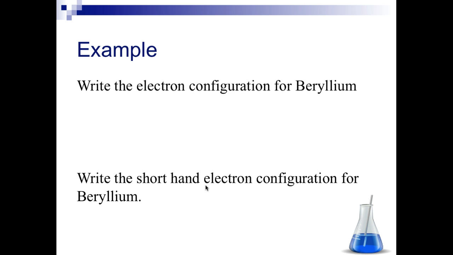So let's write the electron configuration for beryllium. Beryllium has 4 electrons, so our electron configuration is going to be 1s2, 2s2. And then we need to write the shorthand electron configuration for beryllium. Remember, it includes the noble gas in brackets. When you look at beryllium, it's in period 2. You go up a row all the way to the right. That's the noble gas that you're going to use, which is helium. And then you just finish off what is not in helium's configuration, which would be the 2s2.